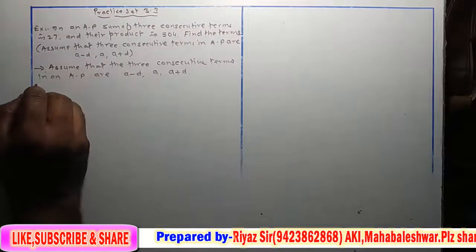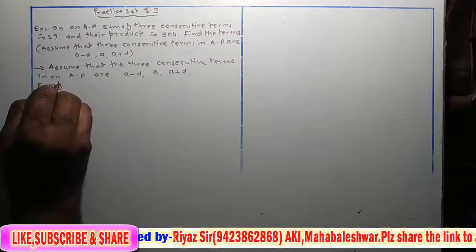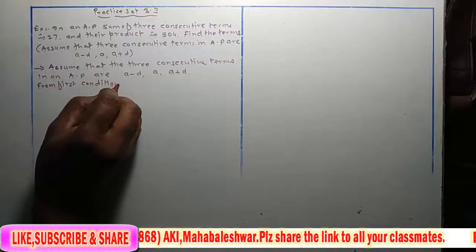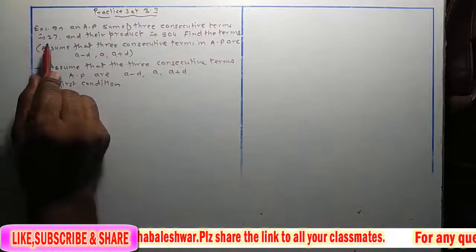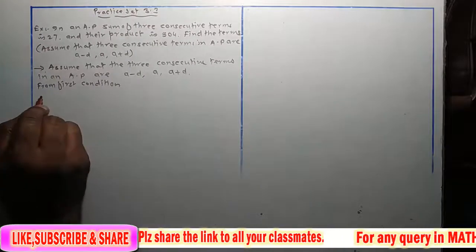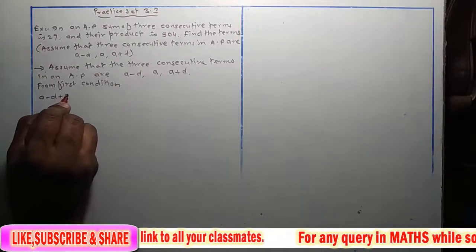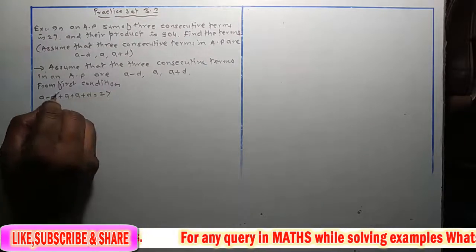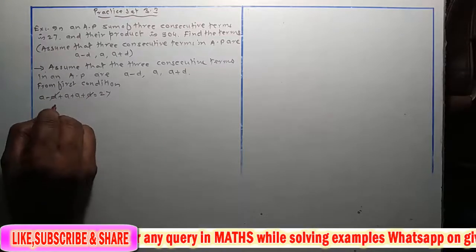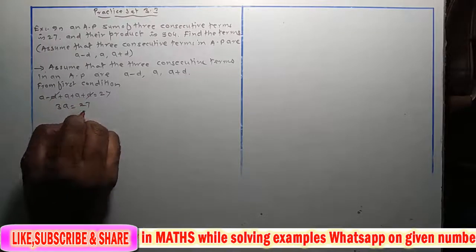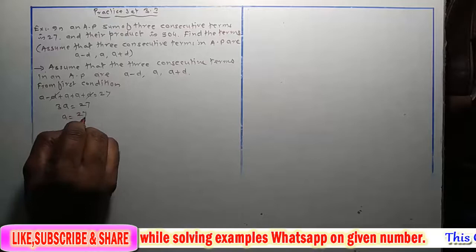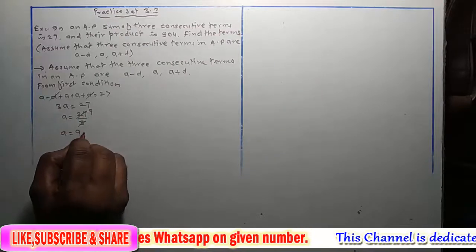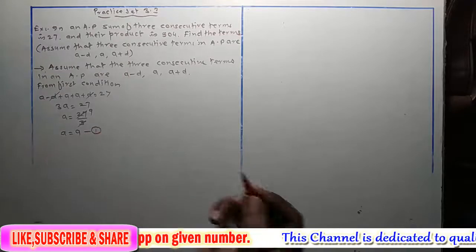Okay, now from first condition, what is that? In an AP, sum of three consecutive terms is 27. Their sum means addition, that is A minus D plus A plus D. This sum is equal to 27. So here minus D plus D get cancelled. A plus A, you will get 3A is equal to 27, and therefore A is equal to 27 upon 3. 3 nines are 27, and therefore A is equal to 9. Okay, say this is equation number 1.